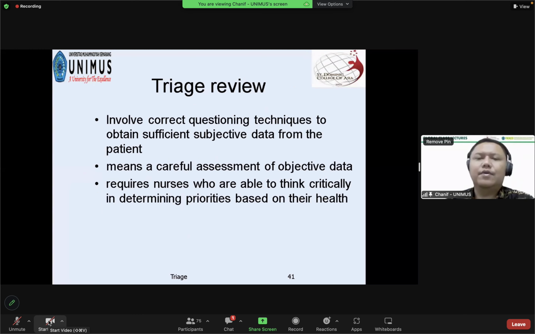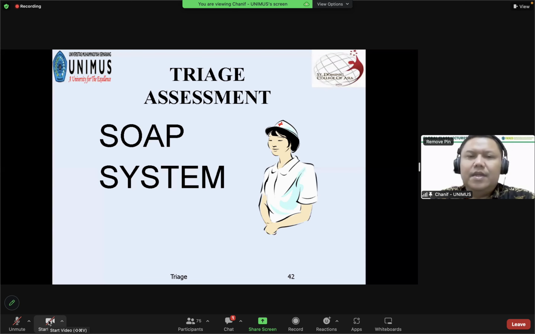Triage involves the correct questioning technique to obtain information. Sometimes in hospital we use the look assessment, because if we assess in great detail for a long time, it makes the patient worse. So sometimes you usually use a quick look assessment, which means a careful assessment of objective data; it requires nurses who are able to think critically in determining priorities based on that. It is one of the triage assessments with the SOAP system.